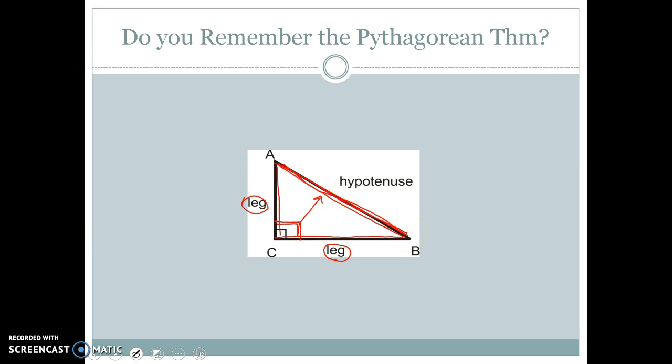The hypotenuse is really the side opposite the right angle. And so the relationship is this: if we call one leg A and the other leg B, and the hypotenuse we call C, the Pythagorean theorem says that A squared plus B squared equals C squared. And so we're going to use that relationship to find sides of triangles.